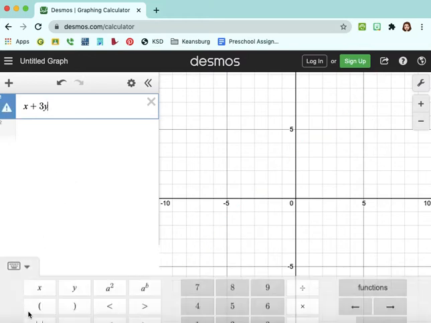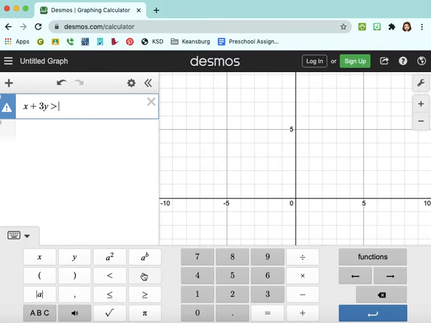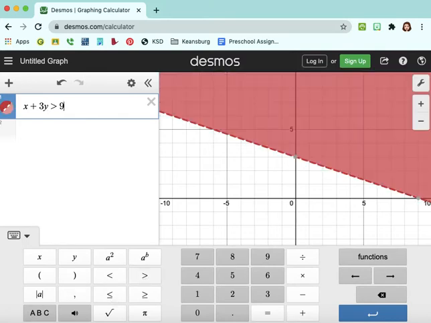Again, you just go down to the keypad. If you need a greater than symbol, you'll notice that it pops the graph right up. It's shaded. The difference between a greater than and less than symbol and a greater than or equal to or less than or equal to is the equal to's will have solid lines, so we saw before. The ones that are not equal to, that don't have the lines underneath it, are dashed lines. So where we would have had our open circle before, now we have a dashed line.